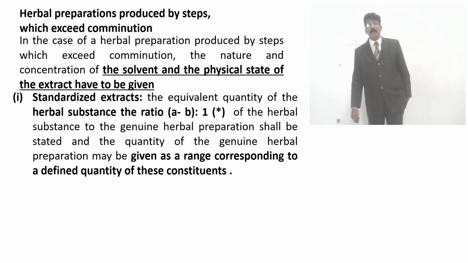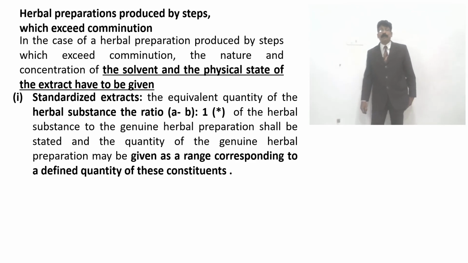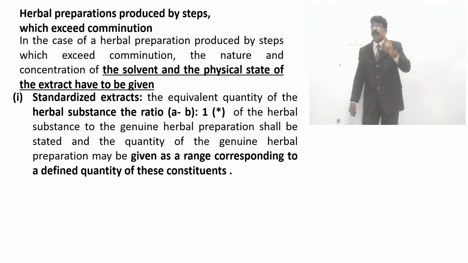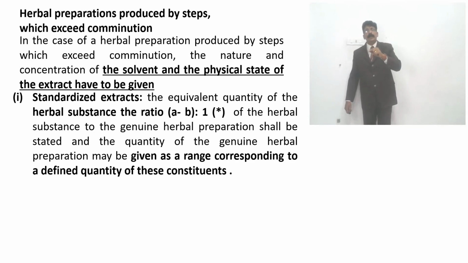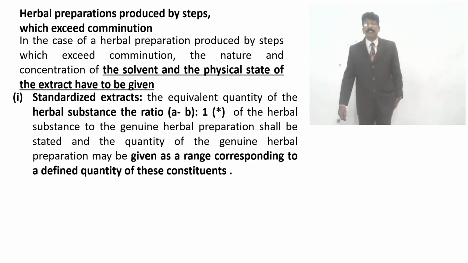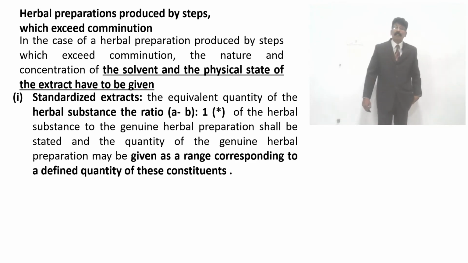Number one, example for standardized extract. Previously, as we said, for standardized powder or standardized herbal substances, now these are herbal preparations. For a standardized extract, the equivalent quantity of the herbal substance in the ratio A to B is to 1 of the herbal substance to the genuine herbal preparation shall be stated, and the quantity of the genuine herbal preparation may be given as a range corresponding to the defined quantity of these constituents.